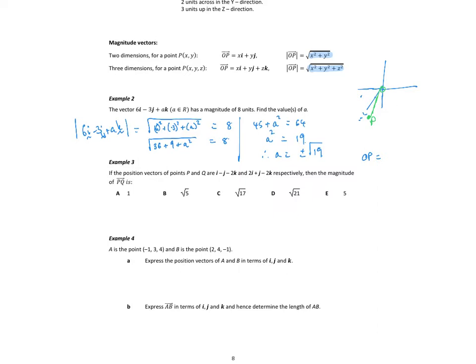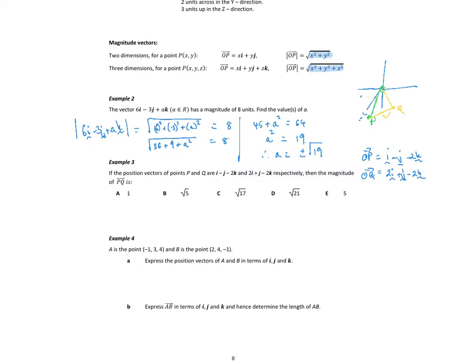So OP is equal to I minus J minus 2K. And in the same way, OQ is equal to something minus 2K. So we've got some point. Roughly, let's try and sketch it. 2 in the X, 1 in the Y, minus 2K. So it's down here somewhere maybe. And there's the vector P to Q there. That's the one we're looking for.